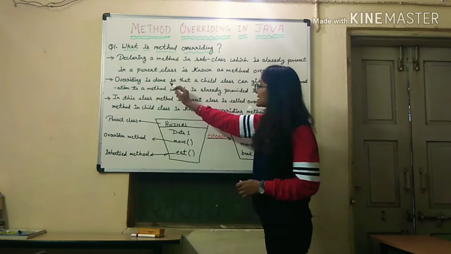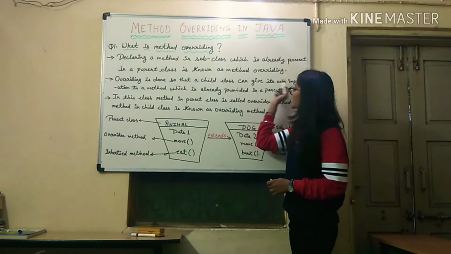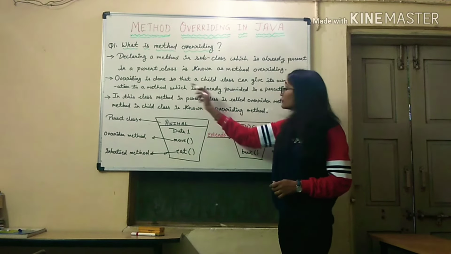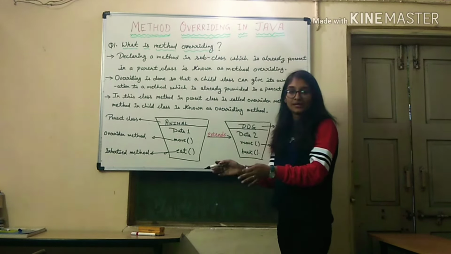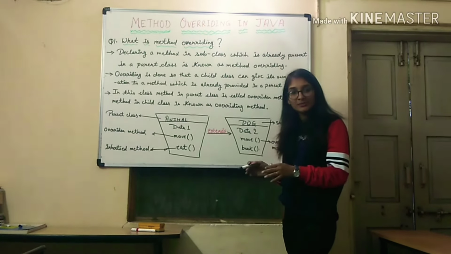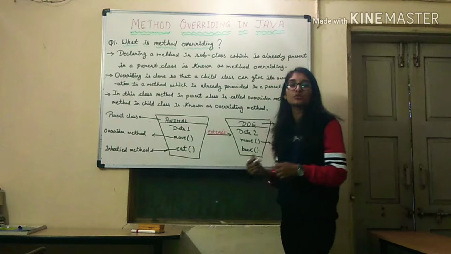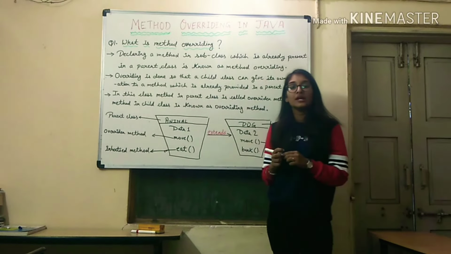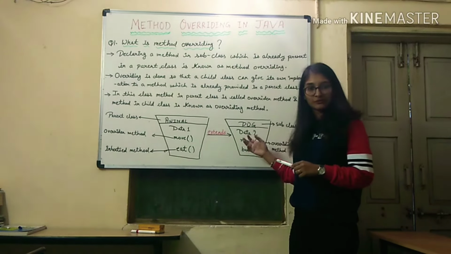So overriding is done so that a child class can give its own implementation to a method which is already provided in a parent class. And in this, the method in the parent class is called the overridden method and the method in the child class is known as the overriding method. Now we discuss the block diagram given here.